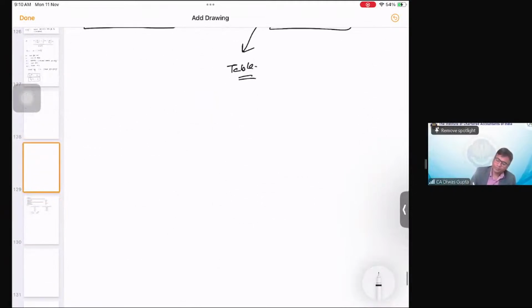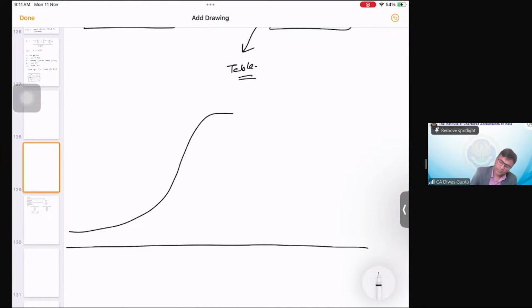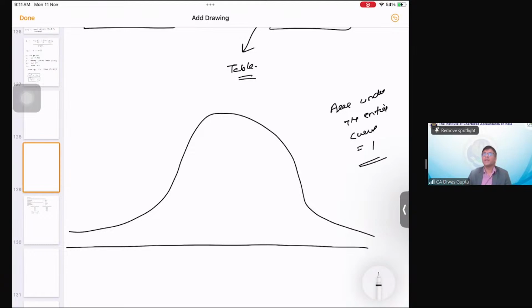Also, the area under the curve, the entire area, is always 0. Sorry, is always 1. Area under the entire curve is equal to 1. Why? Because probability cannot be more than 1. And I'm saying that area under the curve represents probability. Clear?